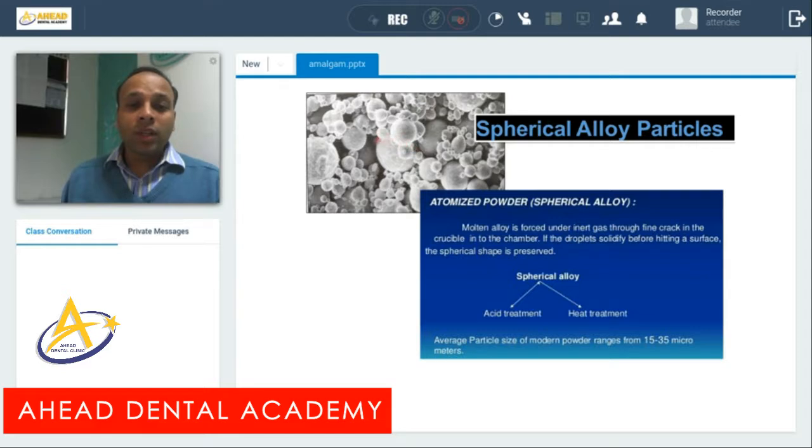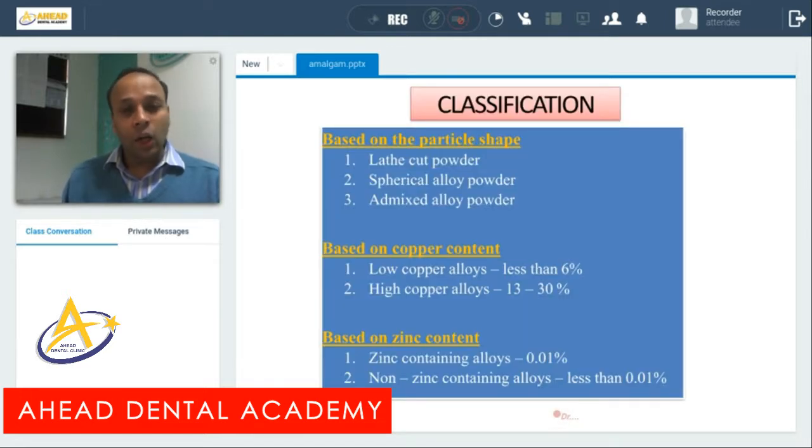Next, what you can see is the spherical shape, and how the spherical shapes are formed. Basically, the manufacturer incorporates all the components, melts them and forms a homogenized mass, and then this liquid mass is sprayed in an inert environment in a chamber. If the alloy falls down before hitting the wall, then the spherical shape of the alloy is formed, which can again be acid treated or heat treated to reduce the stresses inside the alloy.